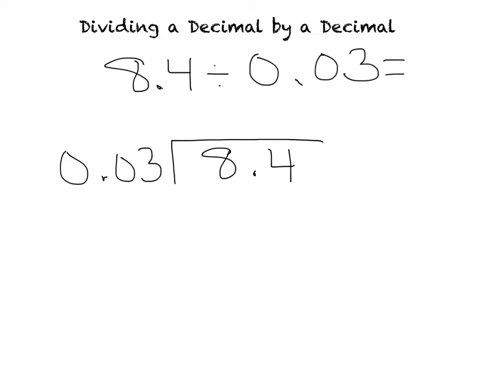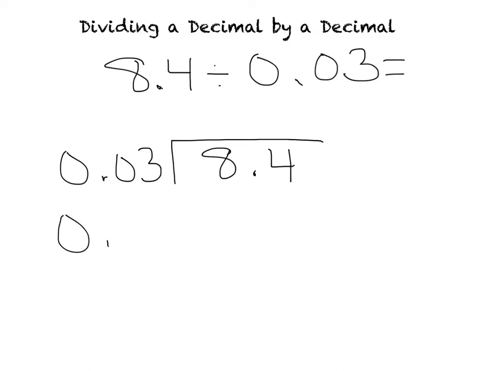Now the first thing I need to do is change these numbers from a decimal to a whole number using powers of 10. The way to figure that out is I'm going to go to my divisor and count the number of places it would take me to move my decimal point from the left to the right. And every time I do, I'm going to count it by a power of 10. So for example, I'm moving it, that's 10, that's 100. So the power of 10 that I'm going to use is 10 to the second power, or 100. I'm going to multiply my divisor and my dividend both by 100.